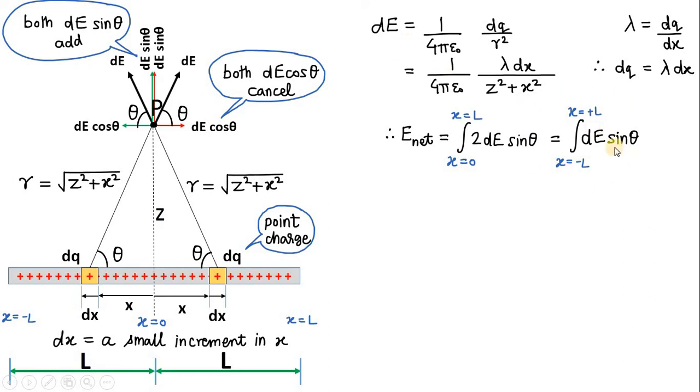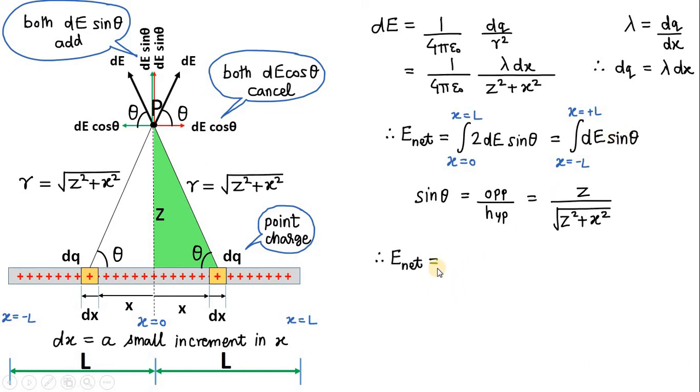Now we need 2 things here. What is the value of dE? That's already written here above. And what is sine theta? That also we need. From this triangle we can find out sine theta. You know, sine theta is defined as opposite side by hypotenuse. So let us focus our attention on this triangle, which is now colored in green. So for this angle theta, the opposite side is z, and the hypotenuse is this one, root of z square plus x square. So sine theta would be z upon root z square plus x square. Put this value of sine theta here.